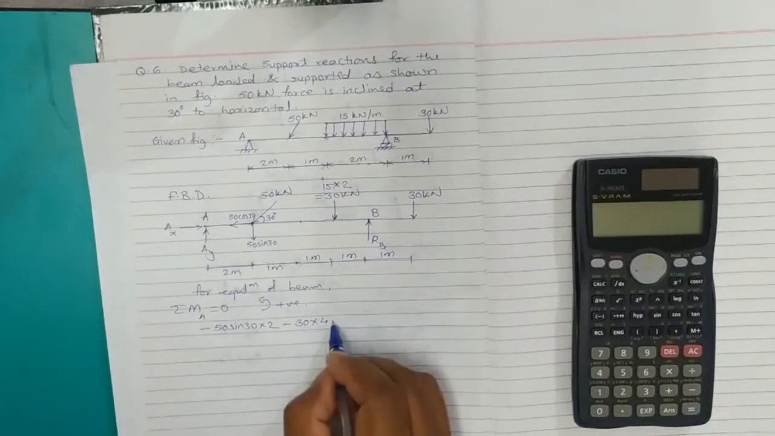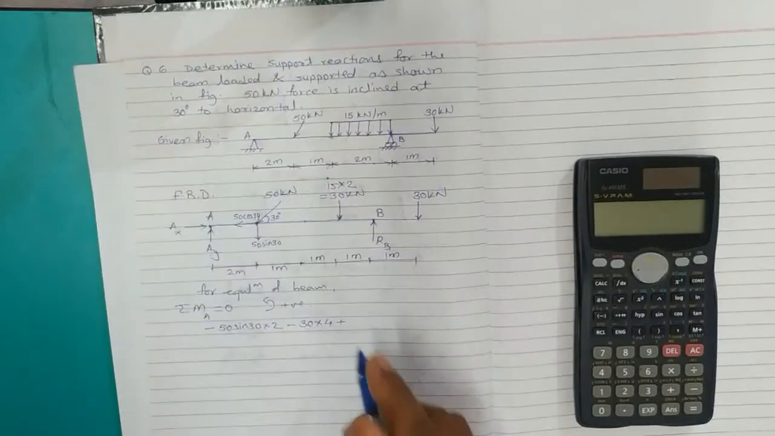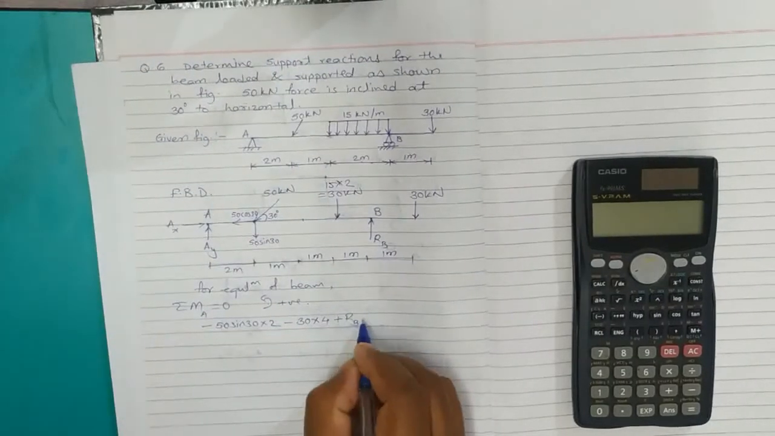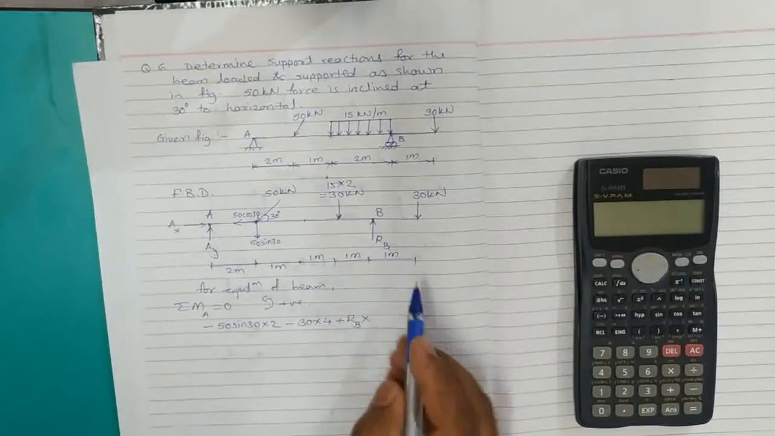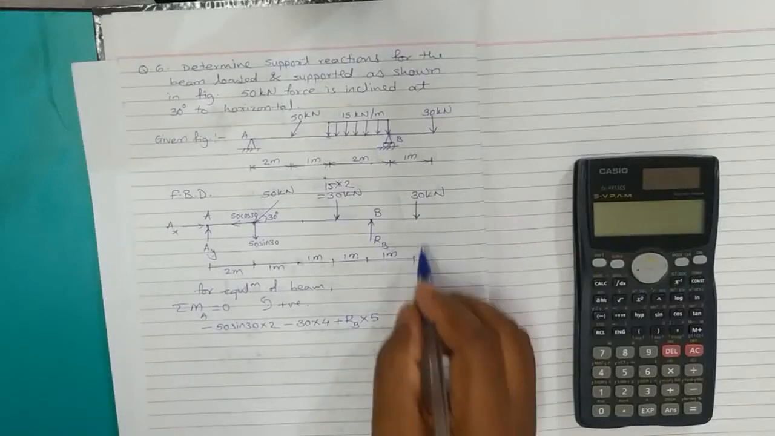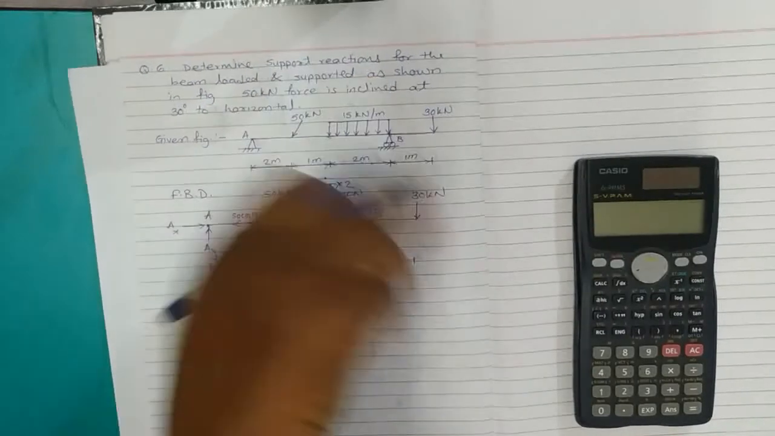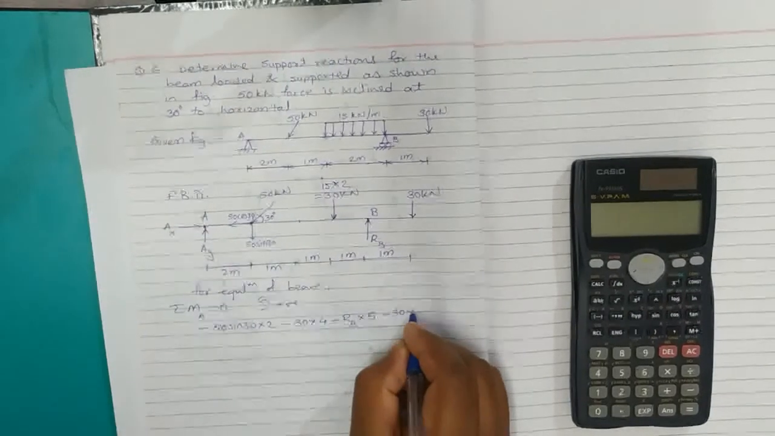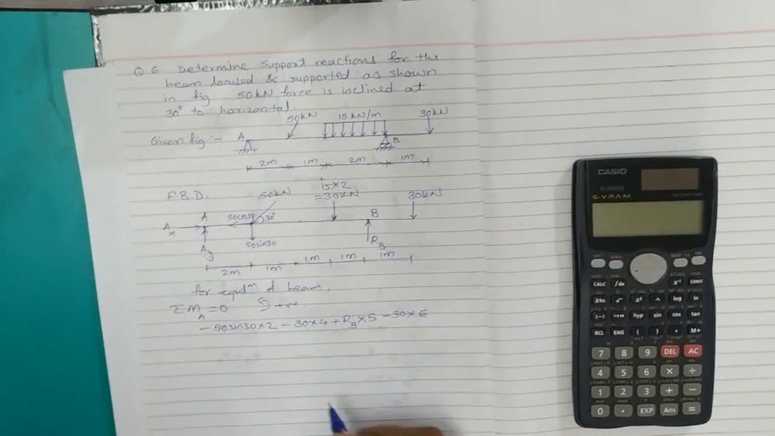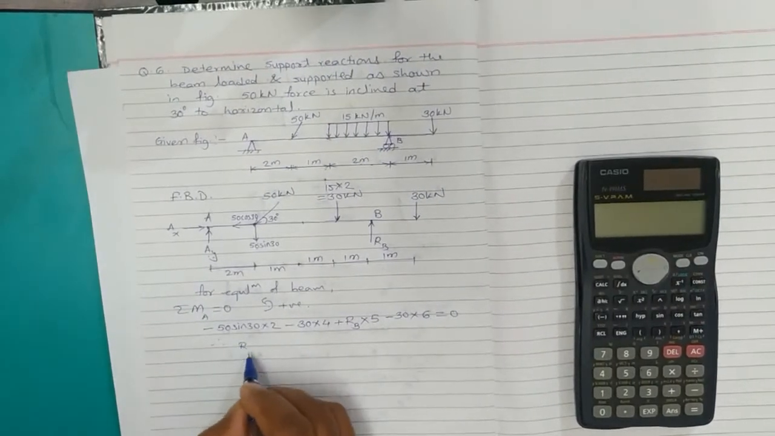RB is going to have anti-clockwise rotation about point A. So RB multiplied by the perpendicular distance, this is 4 plus 1, 5. And the remaining 30 kilonewton, which is having clockwise rotational sense about point A, so minus 30 into 6, and that total sum is going to be equal to 0. Let's find out RB.